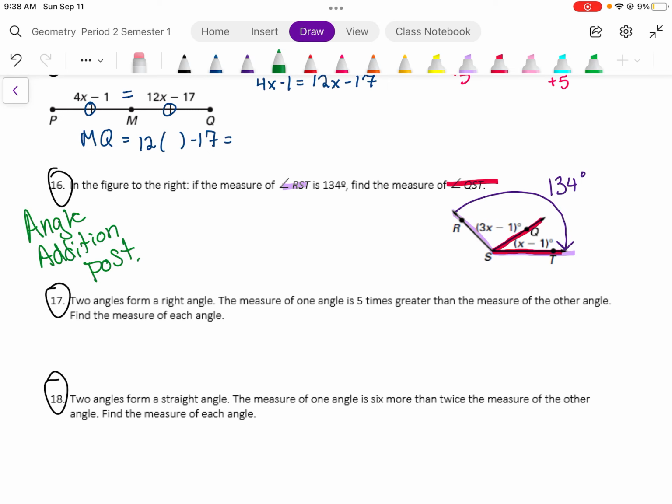So for this one, it's very similar to the segment one, where we're going to take part plus part, and that's going to be equal to the whole. So we have our part here, part there, and our whole. So we're going to substitute all of that into our equation, solve for x, and then plug it into the angle QST to figure out what it equals.